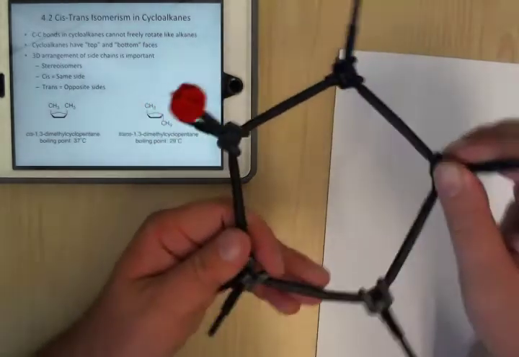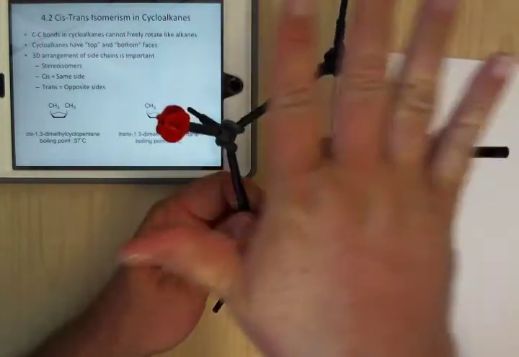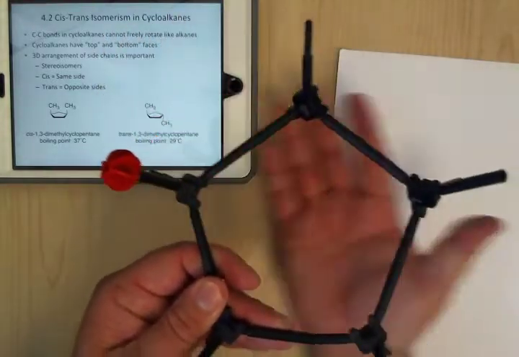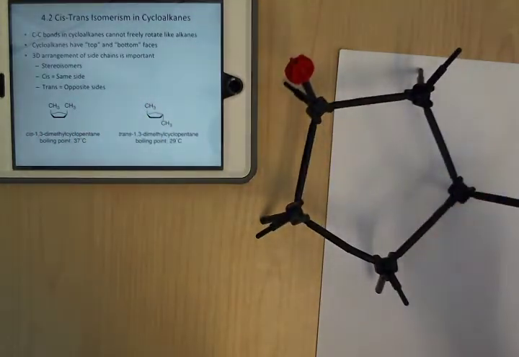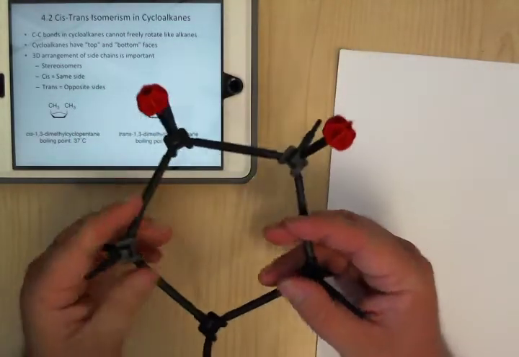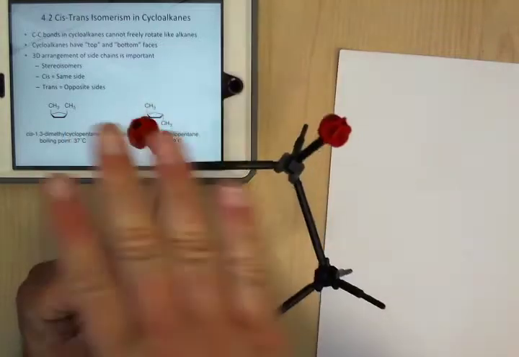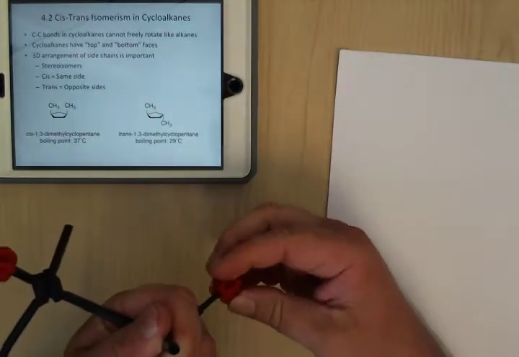Okay, so because it's sort of fixed, we can say that there's a top and a bottom face to these things. There are 2 faces to this. Since they have faces, it makes a difference if you had 2 groups here, whether both of them are on the top face, or one's up and one's down.